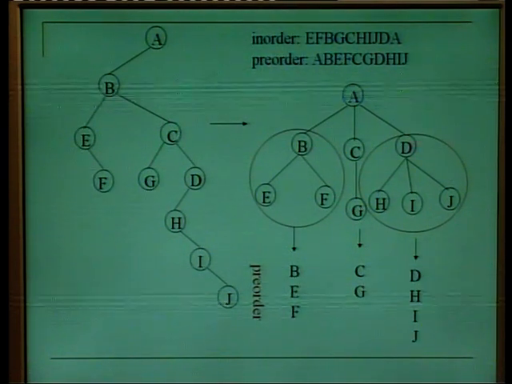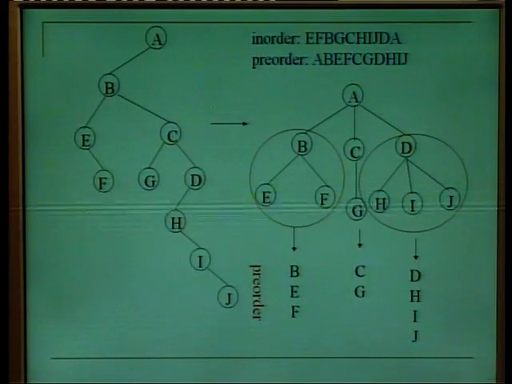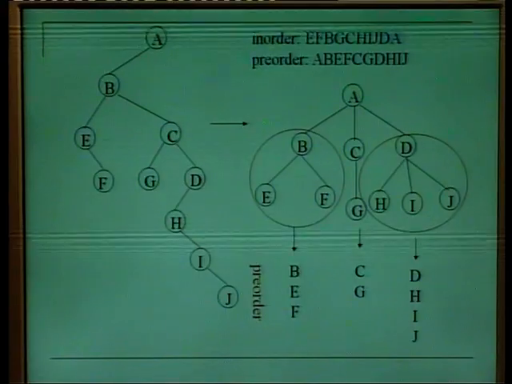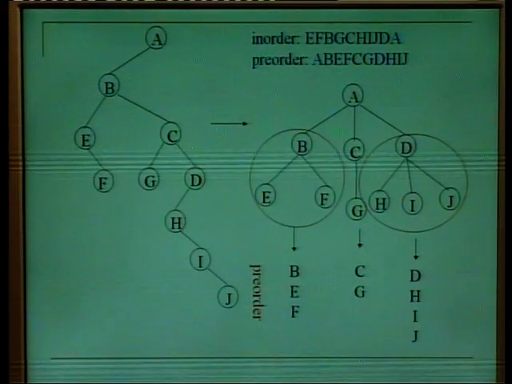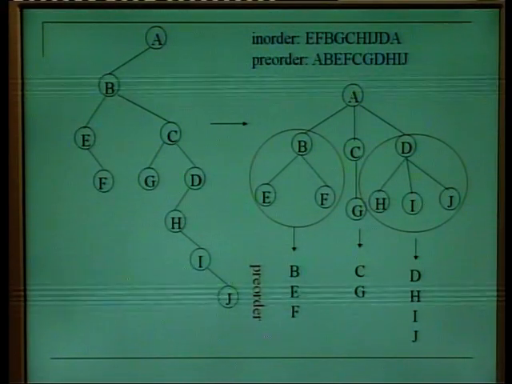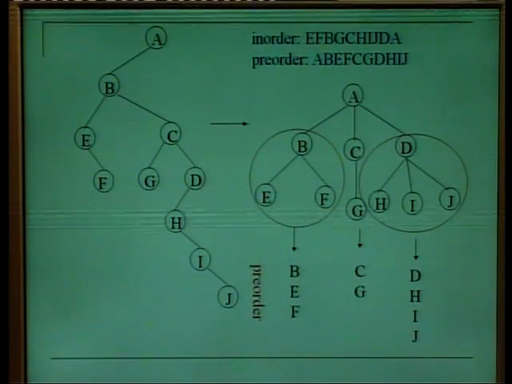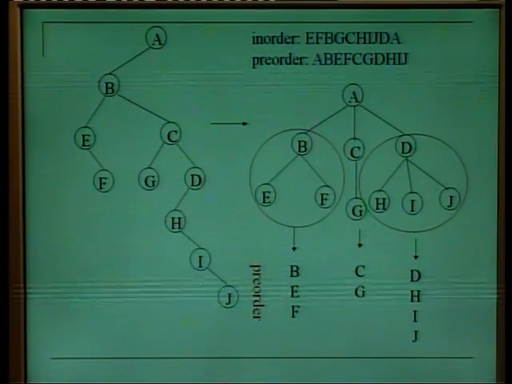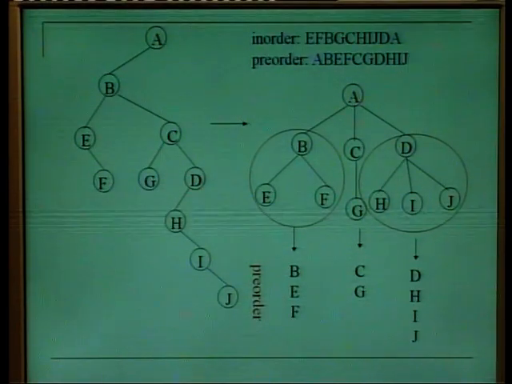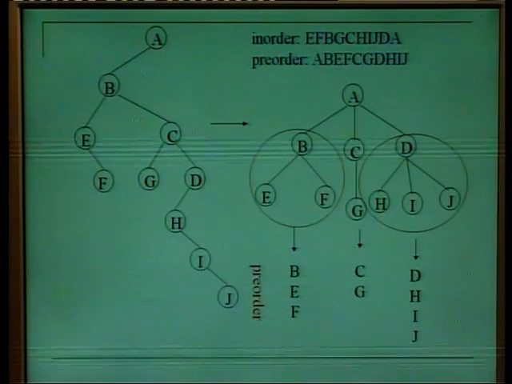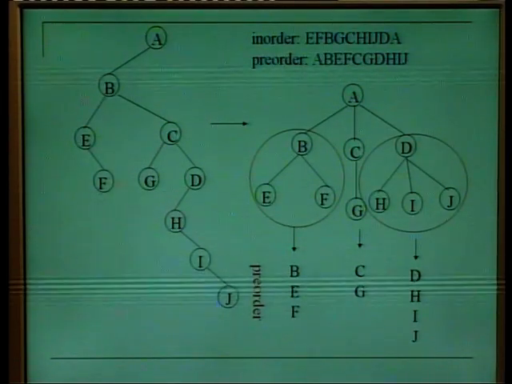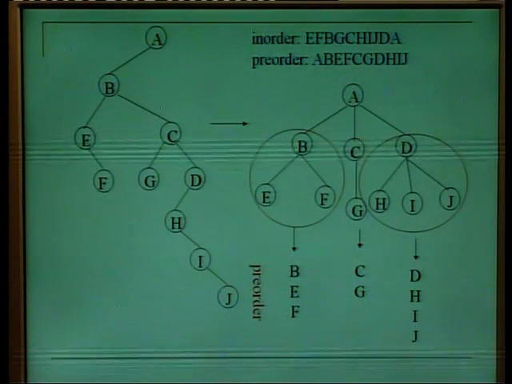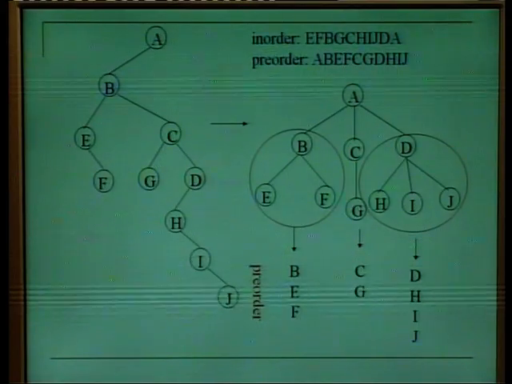In the second tree, if we traverse it as pre-order, then BEF is a subtree. If we traverse this tree as pre-order, first we take B, the root of the subtree, then left, then right. So it becomes BEF. Then if we have C as a subtree and traverse it as pre-order, first we take C, then we take G.